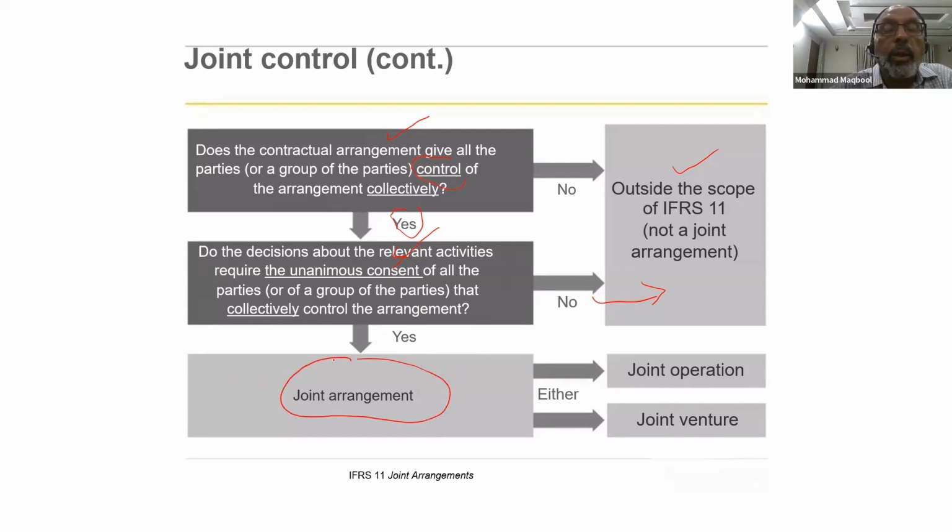Once it's a joint arrangement, then it can be either a joint operation or a joint venture. This decision will be made on the basis of the net assets share, or the assets and liabilities, that is, the right in the assets and the obligation for the liabilities. That's it. First, does a group of parties have control of the arrangement? The answer is yes. Out of that group, does someone have a unanimous consent agreement? The answer is yes. Then you move on and say it's a joint arrangement. Otherwise, if any one of the boxes is missing, then it's not a joint arrangement.